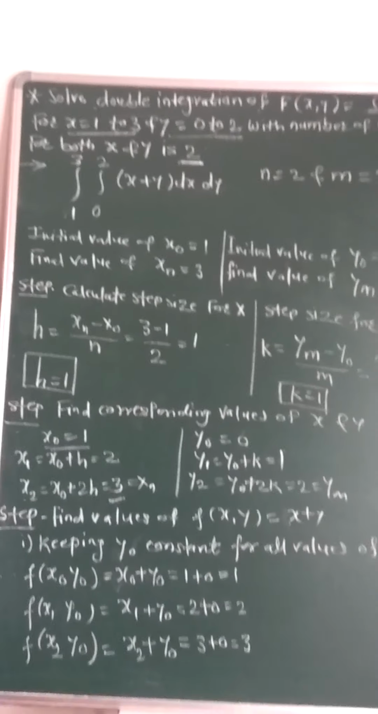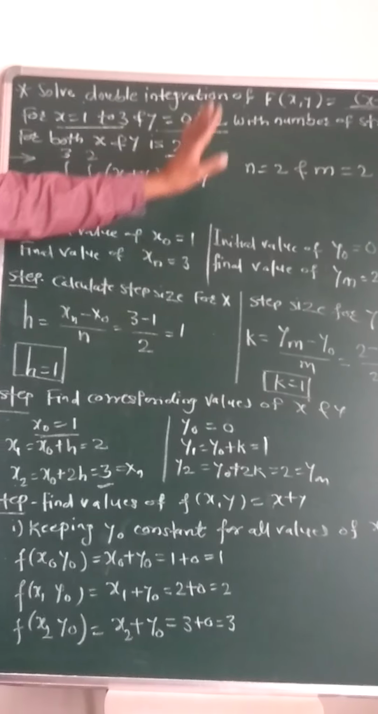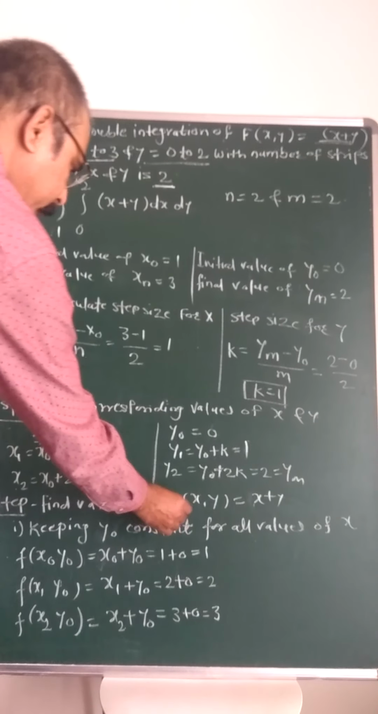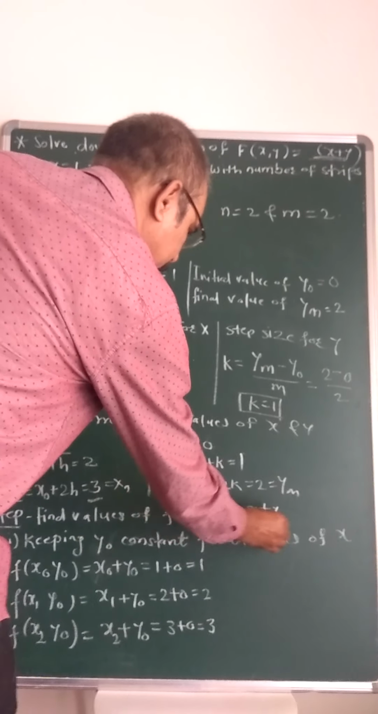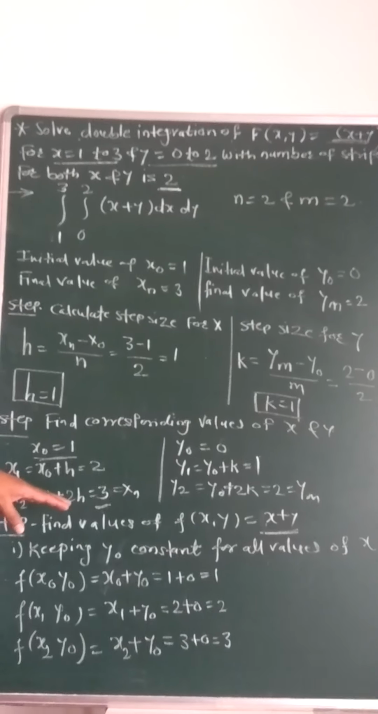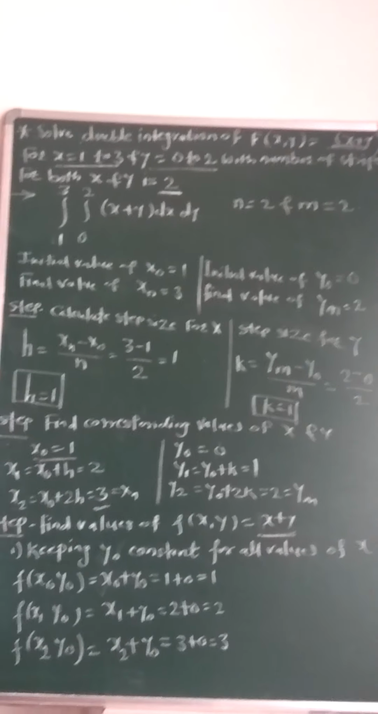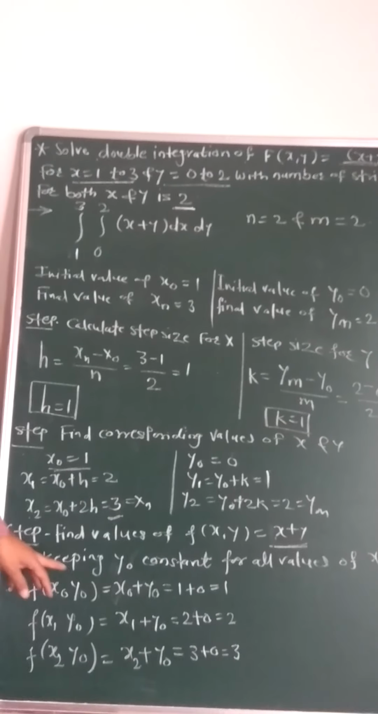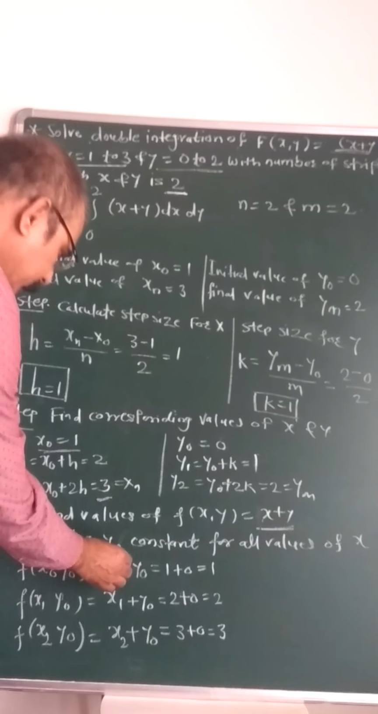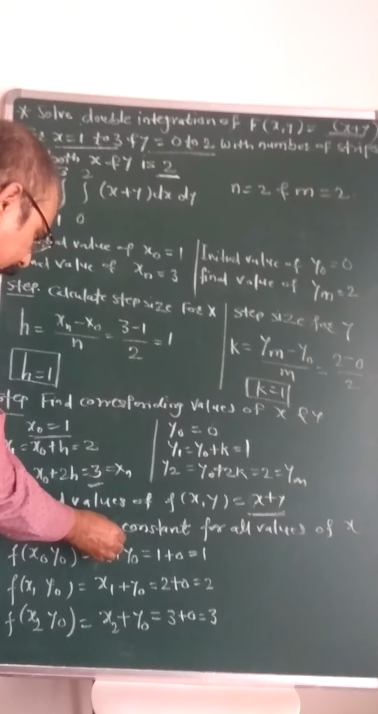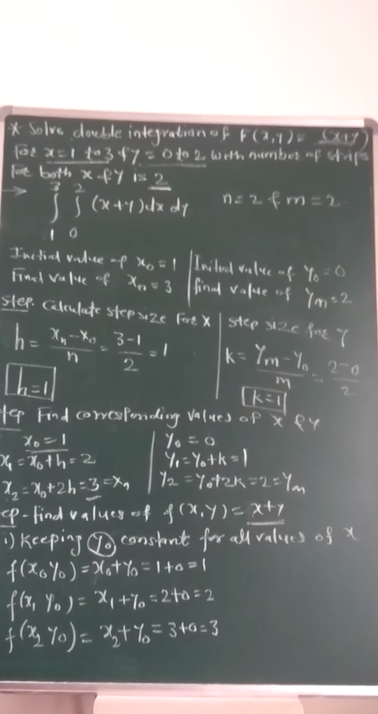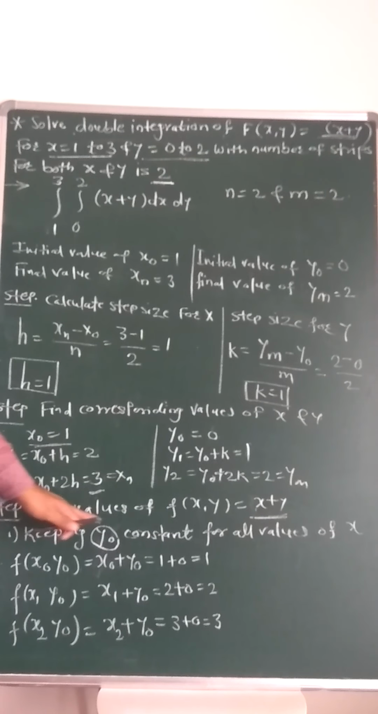Now the next step is to find the value of the given function. The given function is x plus y. Find the value of f of x, y. The function is x plus y. Now here we have to find the various values of the given function, keeping y0 constant for all values of x. Here you have to keep y0 as a constant for all values of x. It means that you have to change the values of x keeping y0 constant.